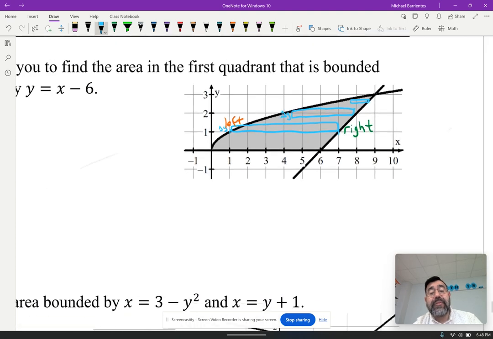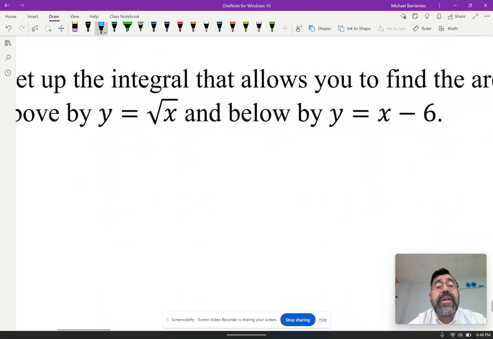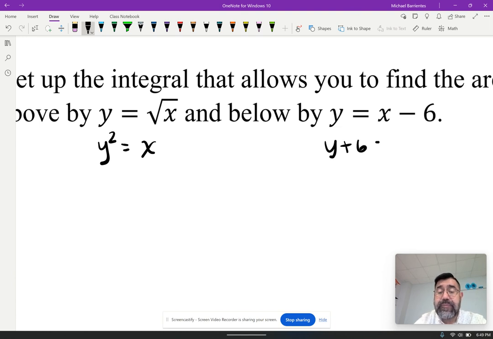So what is that going to require of me? That's going to require that all my equations are in terms of y. So if I have an equation, I'm going to have to rewrite it in terms of y. So for example, this equation, I'm going to have to square both sides. And now it's x equals y squared. This equation, I'm going to add the 6 over. Now that equals x equals y plus 6. Now I have equations in terms of y.